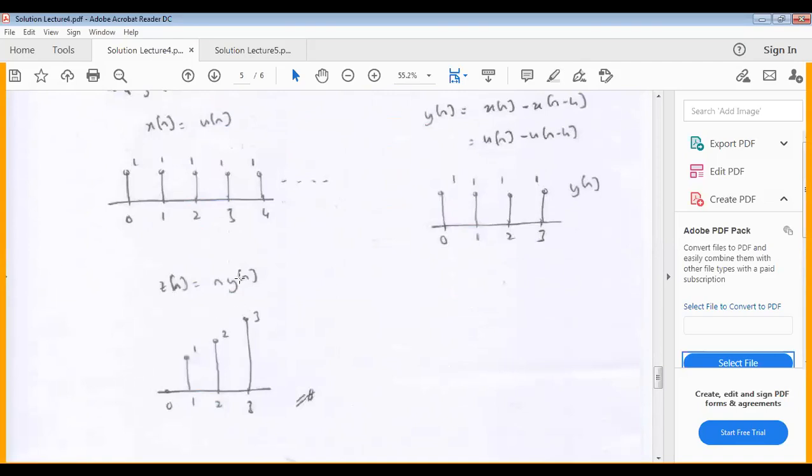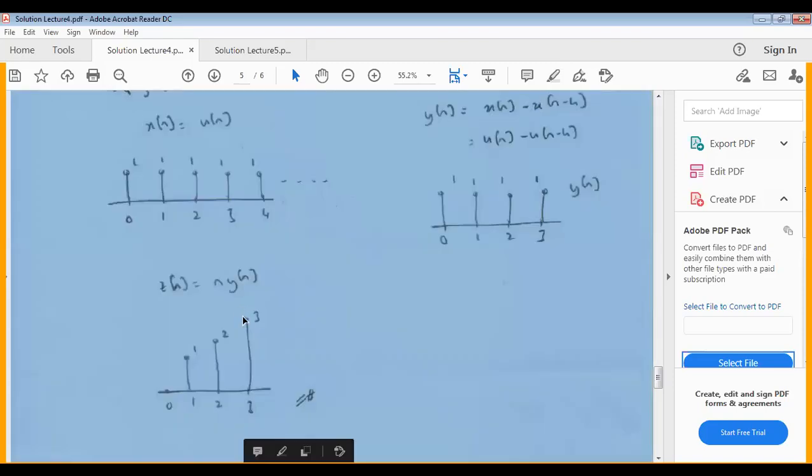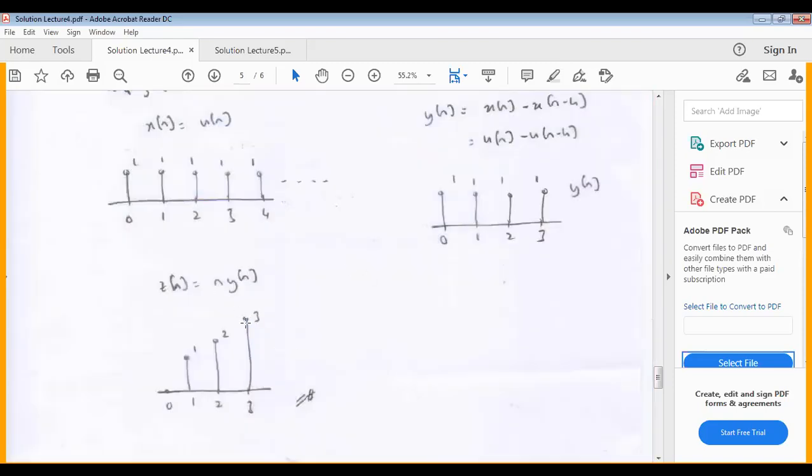So n of yn means that it is the multiplication between yn and its n value. Let's say we have these four values of yn with their respective n values. For n equals 0, we have 0 multiplied with 1, so we have 0. For n equals 1, we have 1 multiplied with 1, we have 1. For n equals 2, we have 2 multiplied with 1, we have 2. And for n equals 3, we have 3 multiplied with 1, so we have 3.